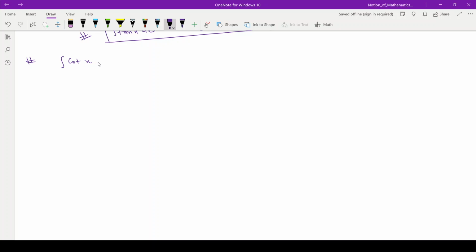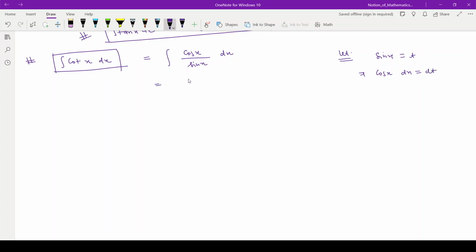Integration of cot x dx, we want to evaluate it. How? As we know, this integration cot x can be written as cosine x upon sin x, and here dx in multiplication. So what is our consideration here? Our substitution here is consider sin x equal to t and its differentiation is cosine x dx equal to dt. So that is what? Integration cosine x dx is dt and upon sin x is t. So we will integrate it.